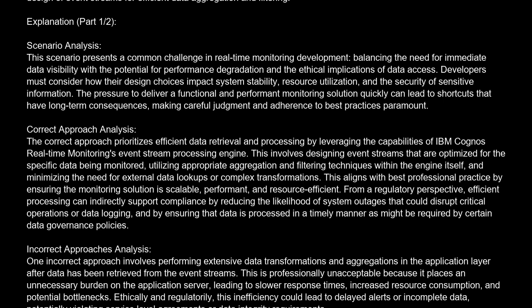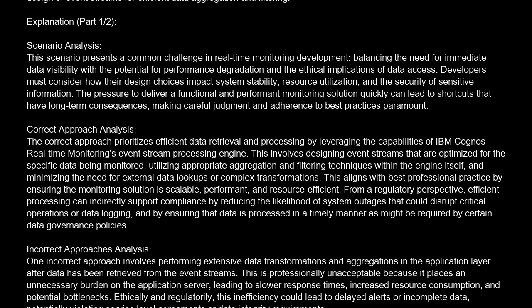Developers must consider how their design choices impact system stability, resource utilization, and the security of sensitive information. The pressure to deliver a functional and performant monitoring solution quickly can lead to shortcuts that have long-term consequences, making careful judgment and adherence to best practices paramount.